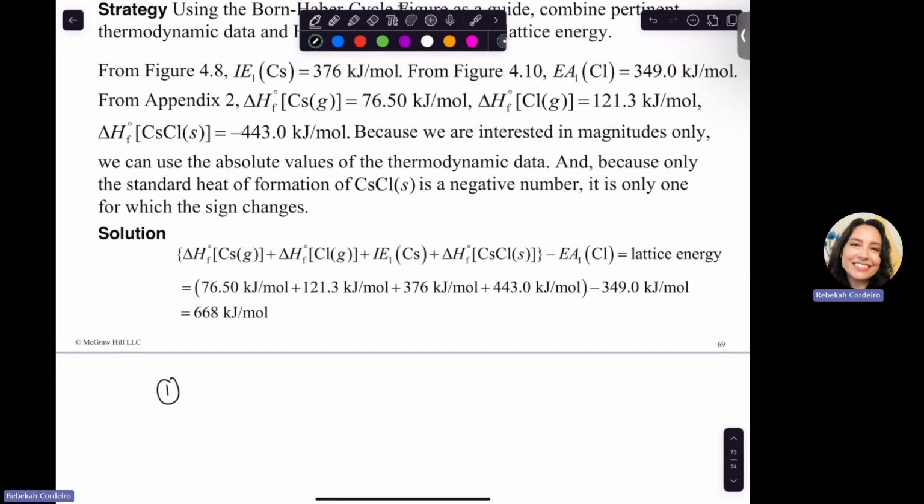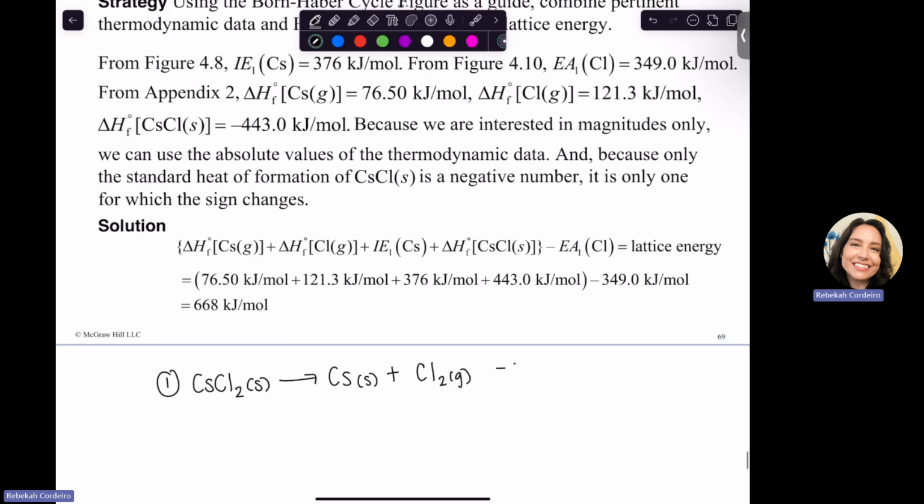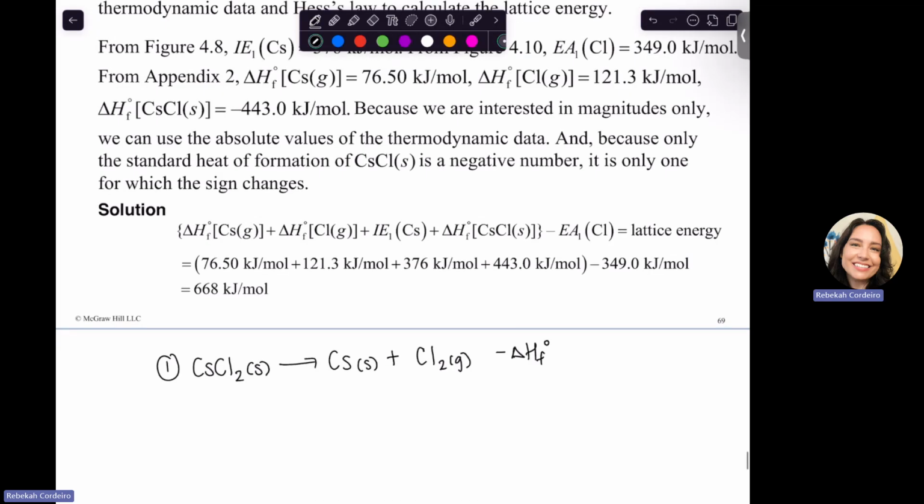So first, we're going to take our cesium chloride, solid, and we're going to turn it into cesium just in its natural state, which would be solid, and chlorine in its natural state, which is Cl2. This is the opposite of the enthalpy of formation, because the enthalpy of formation would be the reverse, right? Enthalpy of formation would be Cs plus Cl2 makes CsCl2. So the opposite of enthalpy of formation, if the enthalpy of formation appears given to me as negative 443, the opposite would be positive 443 kilojoules per mole.